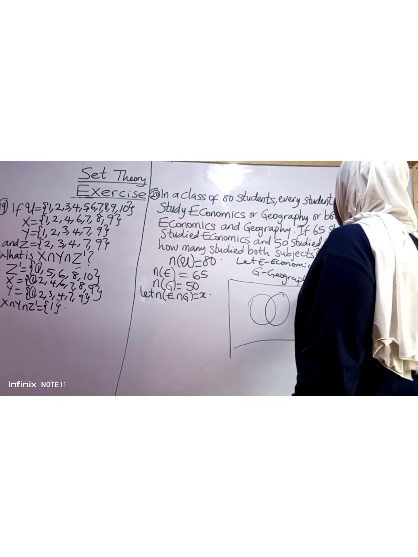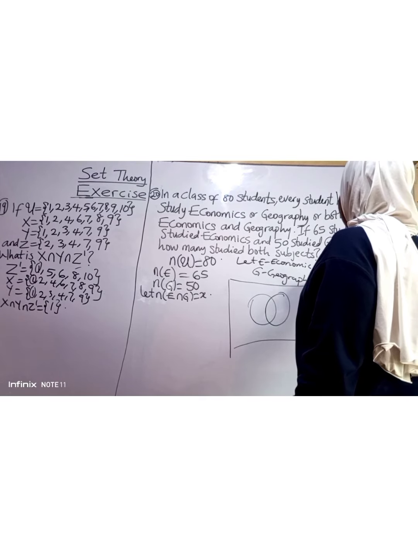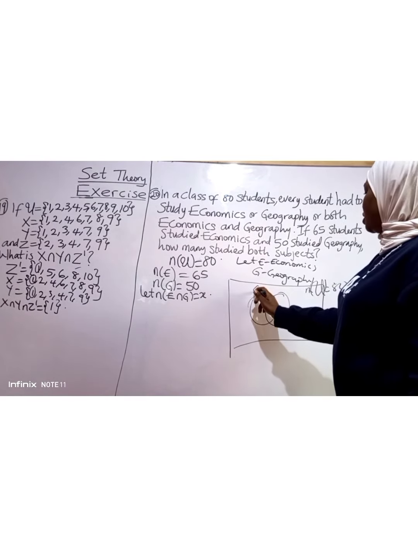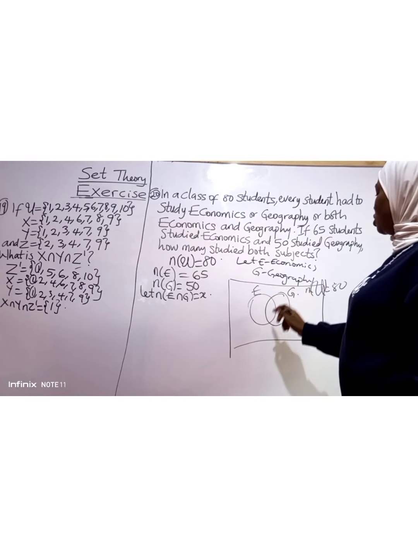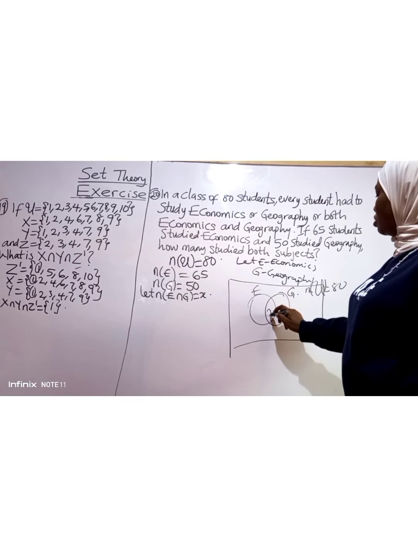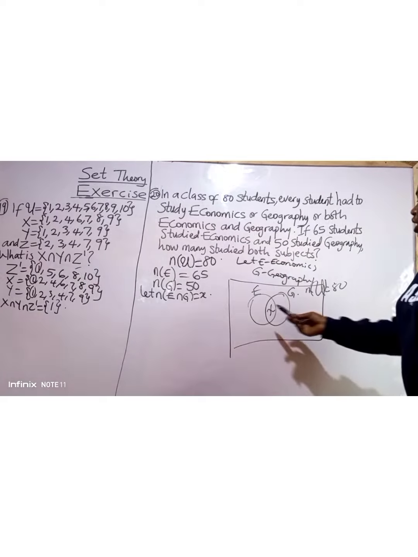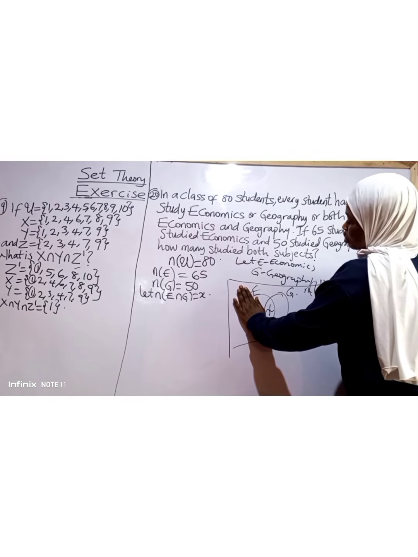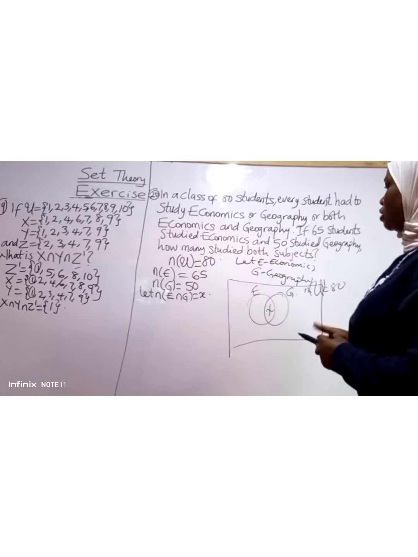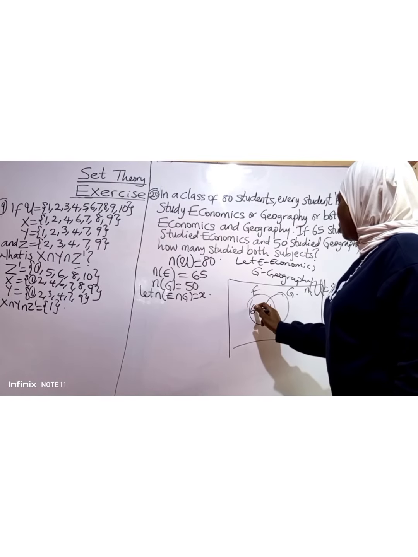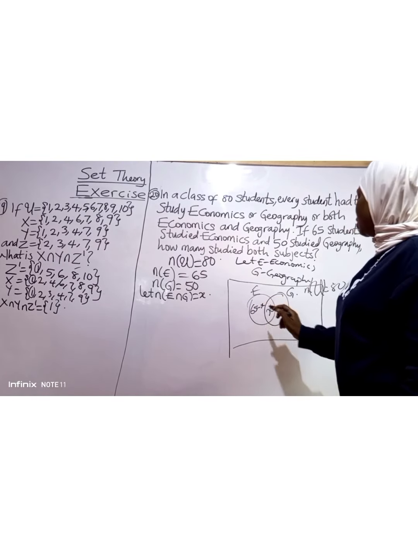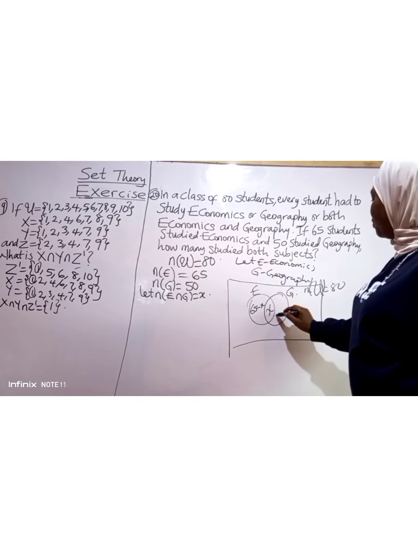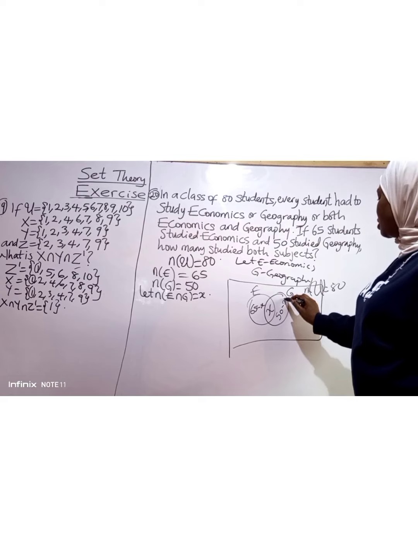Here is the universal set, where the cardinality of the universal set is equal to 80. Now, here is E, here is G. Their intersection is x. This side will be those that studied economics only, so to find that, it will be 65 minus x. Those that study geography only will be this side, and that will be 50 minus x.